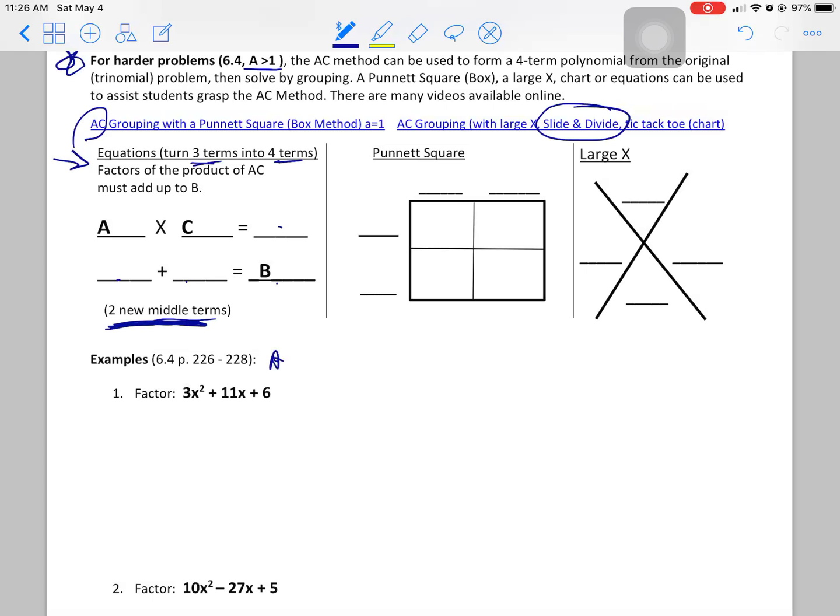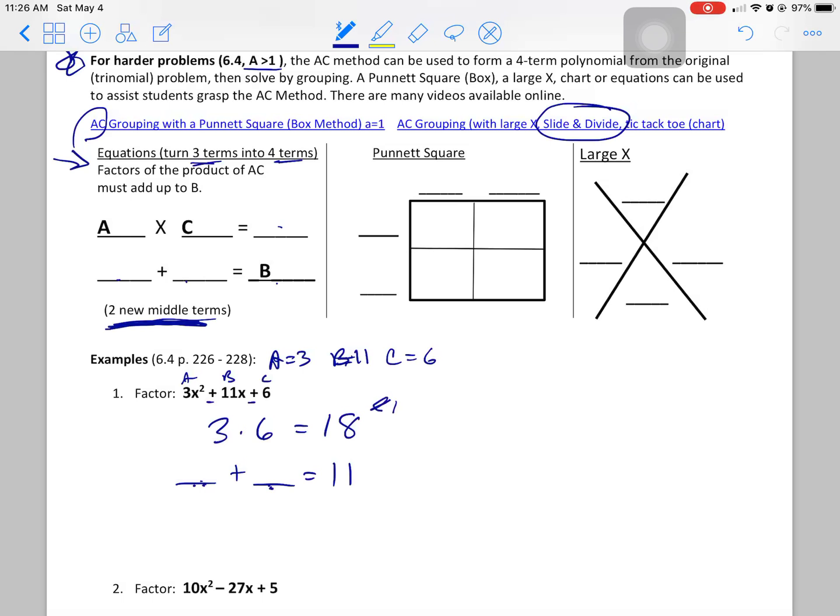So your A is 3, your B is 11, and your C is 6. Do we see that? A, B, C. All right. So if you use the AC method, it's A times C, so 3 times 6 equals 18. All right. And then factors of 18 that are going to add up to 11. And I say add up because that's a positive and that's a positive. So my answers are both positive. Okay, so you can also look at these as being both positive.